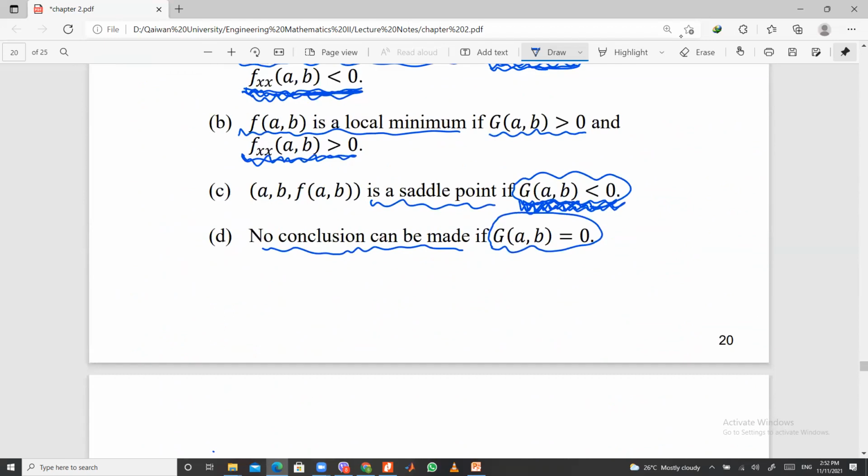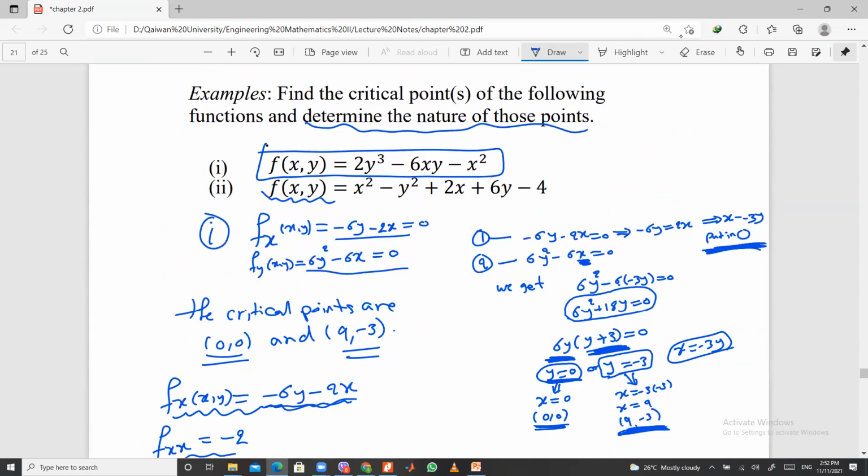For the second example, we have f of (x, y), which is x squared minus y squared plus 2x plus 6y minus 4. Here, we should find the partial derivatives, f sub x and f sub y, and set them both equal to zero to get the critical points. After finding the critical points, we test the critical point in g. If it is greater than zero, then we look at f sub xx. If f sub xx is greater than zero, then it's a minimum. If it is less than zero, we say the critical point is a maximum. But if g is less than zero, we say that's a saddle point.